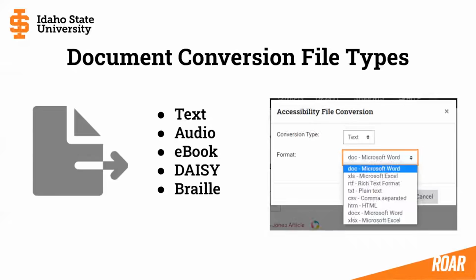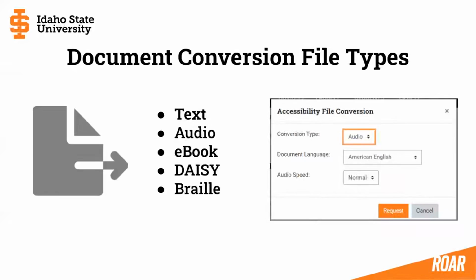So for instance, for text, there's many different output types, ranging from Microsoft Word documents to rich text, plain text, HTML. For audio, you can say that it's audio, then you can also specify the document language. So the output will know to pronounce Spanish as though it is Spanish, as opposed to an English accent misapplied to a foreign language. You can also set the speed. It can be normal, it could be faster, it could be slower, and this is up to the person requesting it.